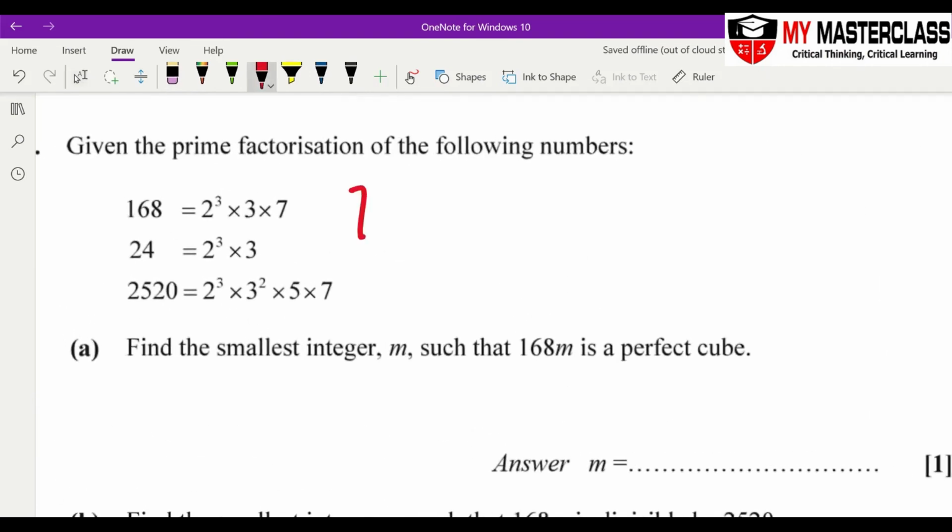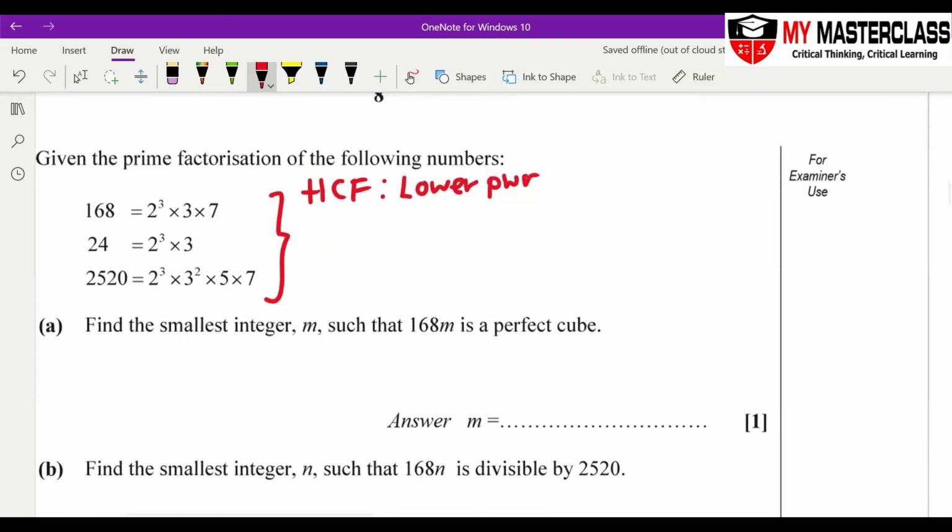Let's say for these three numbers, I want the HCF. Okay, let's say for these three numbers, what is the HCF? HCF, we usually take the lower power. Okay, so for HCF, I look at 2. All of them have 2 power 3. So the HCF must have 2 power 3. Then I look at 3. The lowest power of 3 is 3 power 1. Okay, so you see 3, 3, and 3 squared. The lower power is 3 power 1. So I take the lower power.